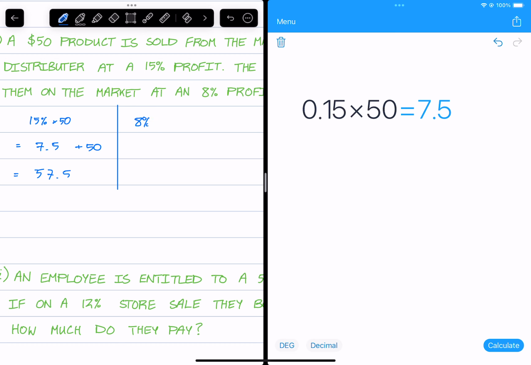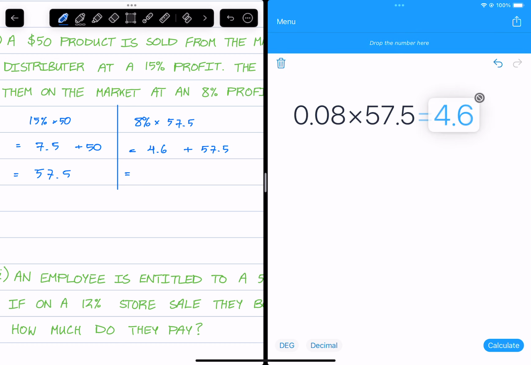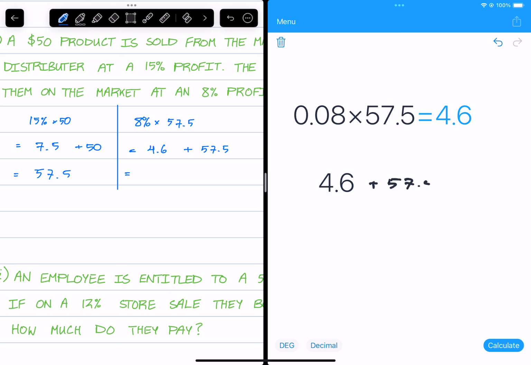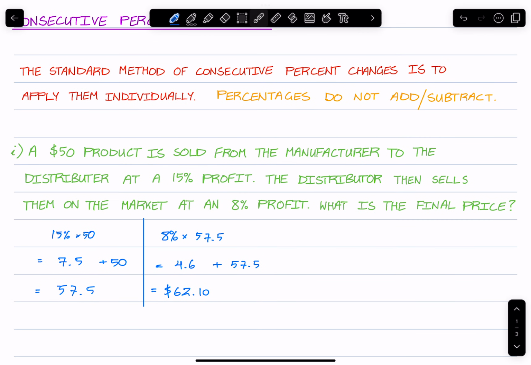So 8% of 57.5. So 0.08 times 57.5. That gives you 4.6. Then we would add this on to the new original of 57.5. This gives you a final amount of $62.10.